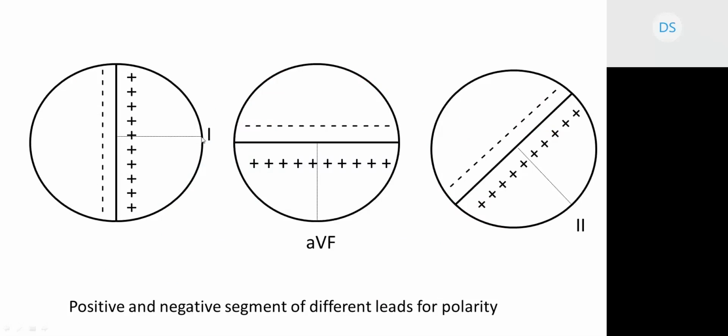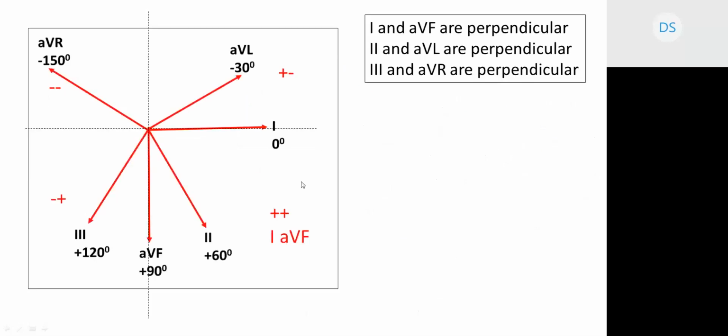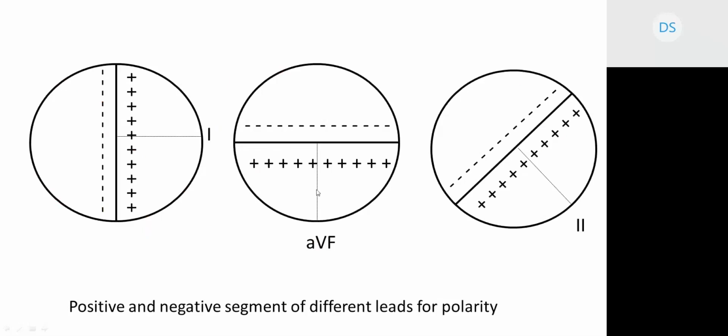Similarly, if you take lead AVF, as you know, lead AVF is here at plus 90 degrees and it's directed downwards in a vertical direction. So the lower half semicircle is going to be the positivity for lead AVF and the upper half is going to be the negativity for lead AVF.